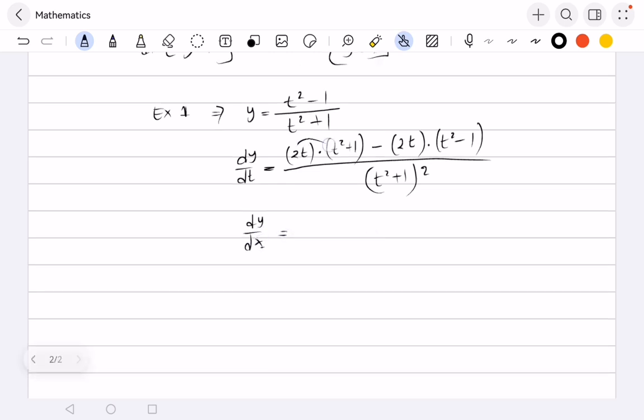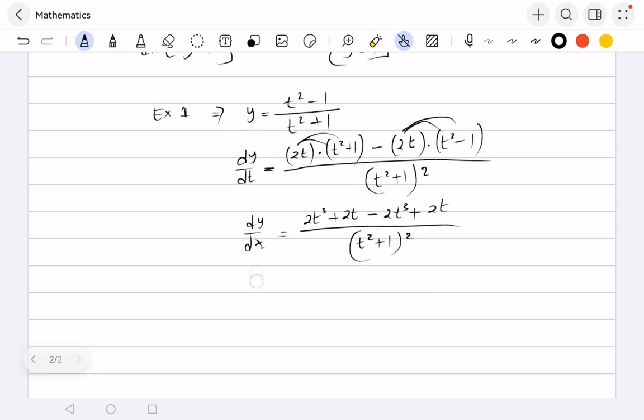Then you're going to get dy over dt equals to, then now you can simplify, then you're going to get 2t cubed plus 2t minus 2t cubed plus 2t, then this is all over t squared plus 1 all squared.